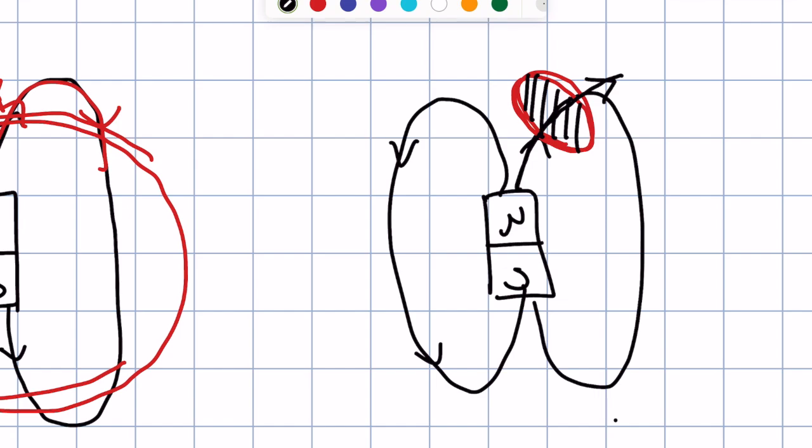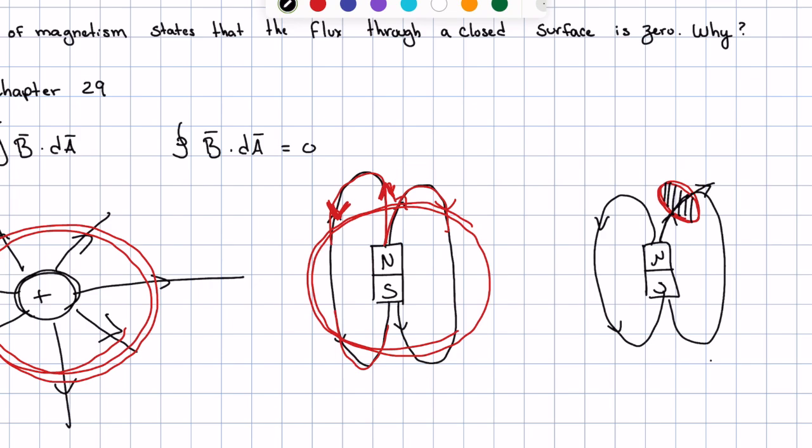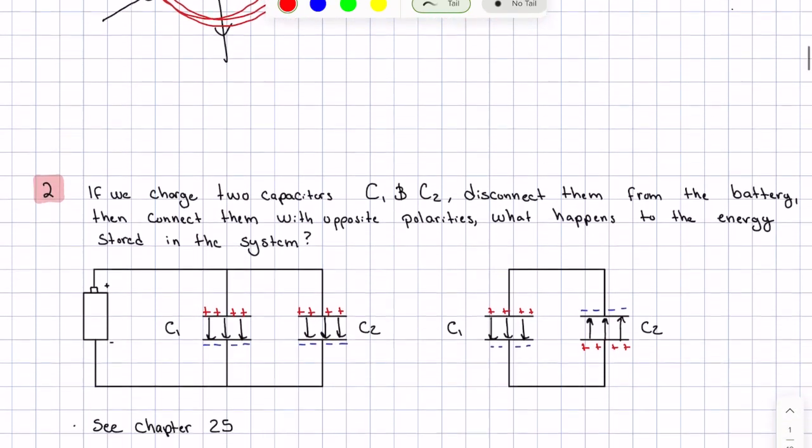But remember, when we're talking about closed surfaces, we have to draw a sphere. And whenever we draw a sphere, it's going out, but it's always coming back in. So that's it for that question. And we're going to move on.